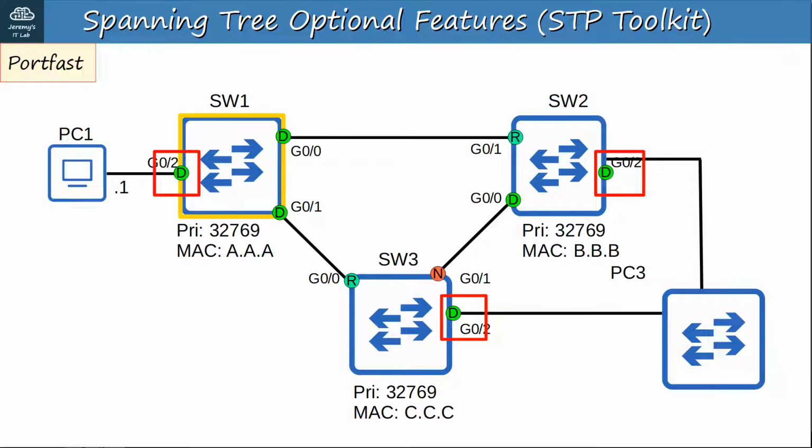Portfast can also cause loops if the network cabling is changed without proper caution. Perhaps a host is moved to a different switch port, and a switch is connected to its old port. Anyway, the point is that there is a risk to using Portfast.